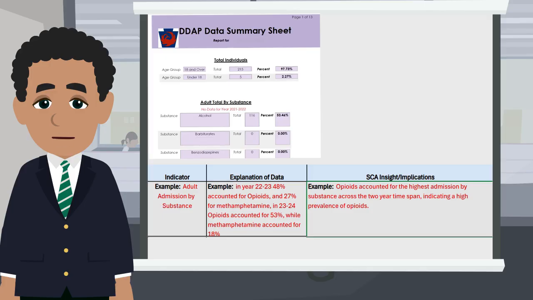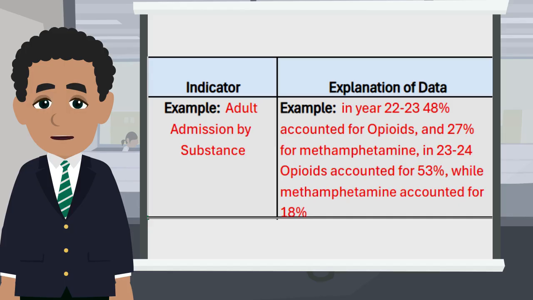Begin by locating each indicator. These indicators come directly from the reports you were provided. Next, review the values for each year and summarize the data. Let's look at the Keystone State's explanation of the data for adult admissions. During 2022 to 2023, 48% accounted for opioids and 27% for methamphetamine. In 2023 to 2024, opioids accounted for 53%, while methamphetamine accounted for 18%.